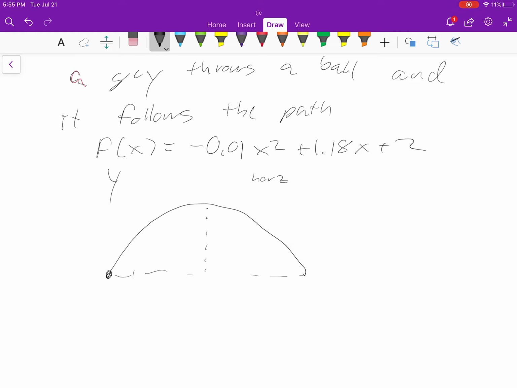and they might want to know a couple things. Number one, they might want to know what's the max height. Your max of f of x, the maximum height. Well, because we know that our a is negative, here's our a here, we know it's concave down, which means it has a maximum, and the maximum is the vertex.